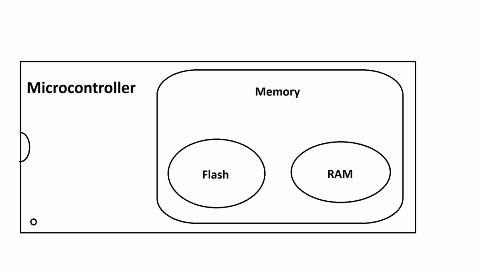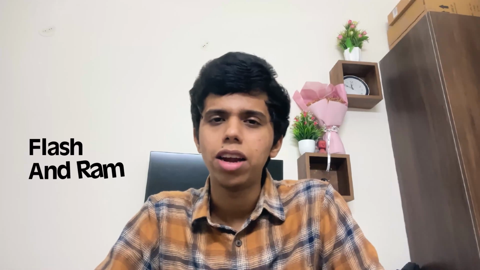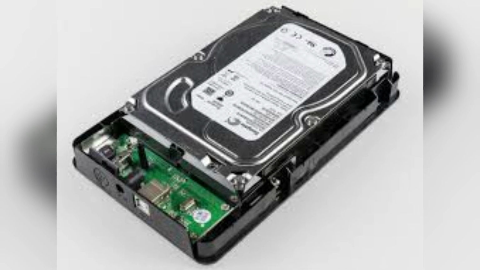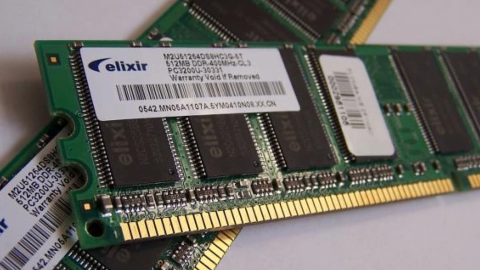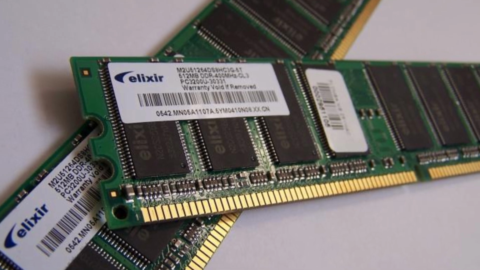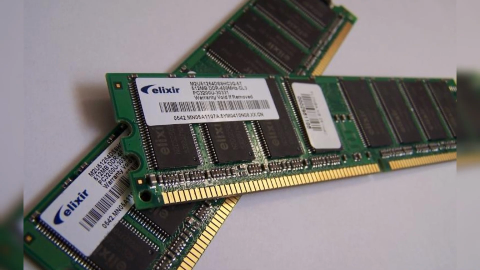Now, microcontroller memory can be divided into two types: flash and RAM. Flash is like ROM, and flash basically means that you can flash some code on it, which can be uploaded to RAM as and when required by the microcontroller to execute some instructions.